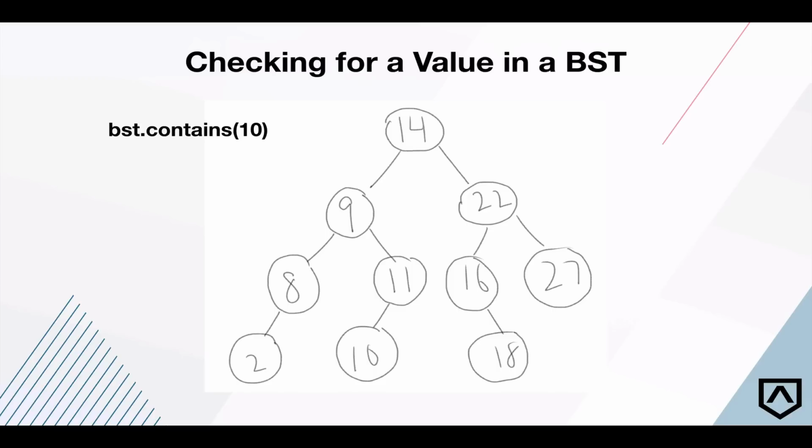Okay, so now let's take a look at an example of if we wanted to check if a certain value exists in our binary search tree. So we might have a contains method on our binary search tree class, and in this case, we might try to pass in the value 10. So we're looking to search through our binary search tree and see if the value 10 exists in our tree. How might we do that?